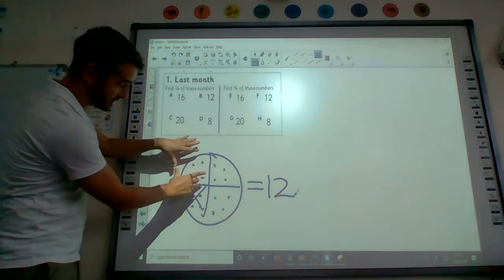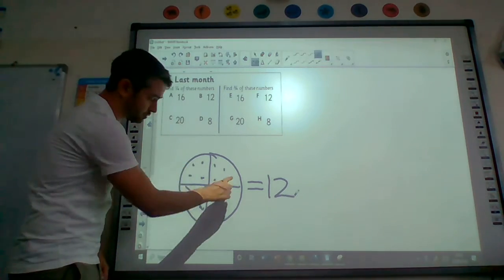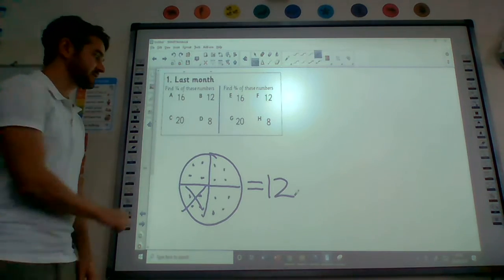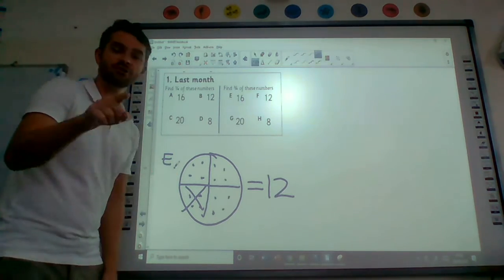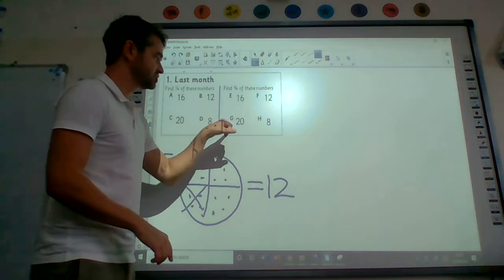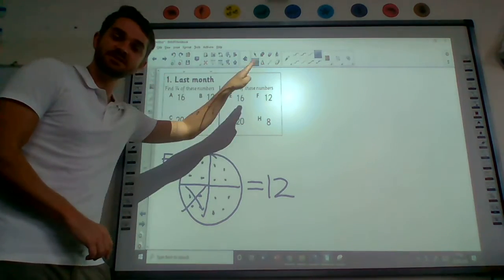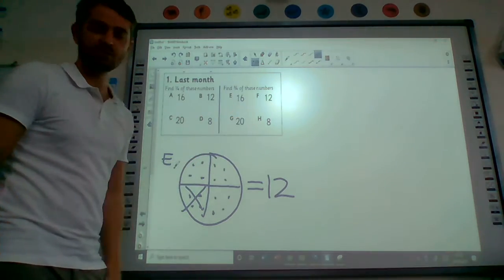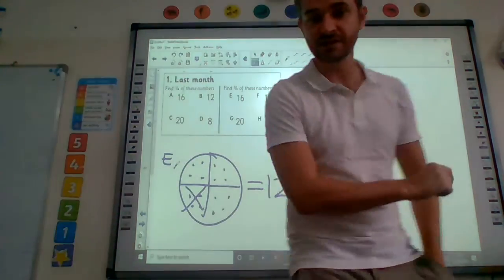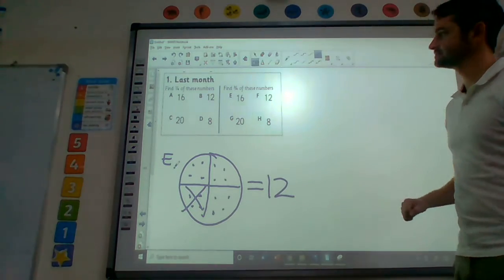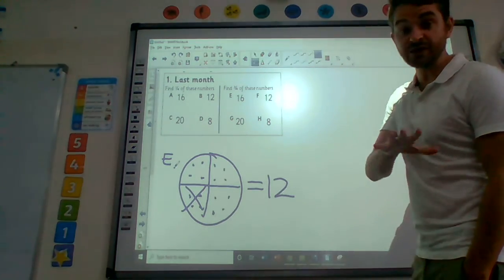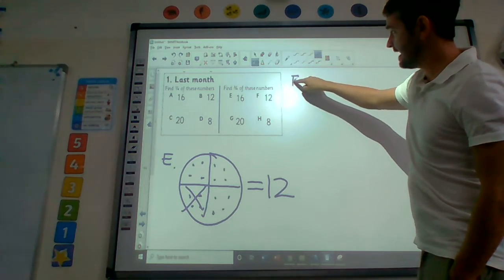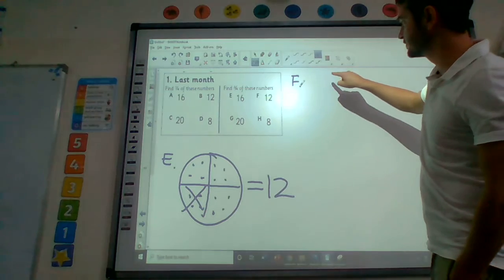We saw 1/4 was 4, 2/4 is 8, 3/4 is 12. That was E. Now you have a go at F, G, and H. 3/4 of 12, then 3/4 of 20, then 3/4 of 8. Pause the video, have a go at those now. Okay, hopefully you've done this and you're not just watching Mr. Scully do maths this morning. F is 3/4 of 12.